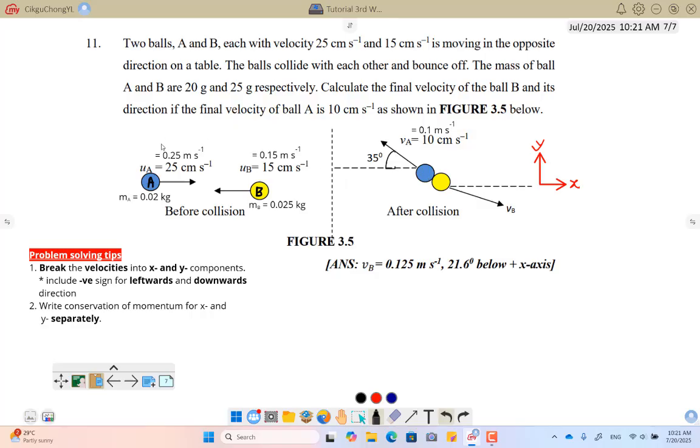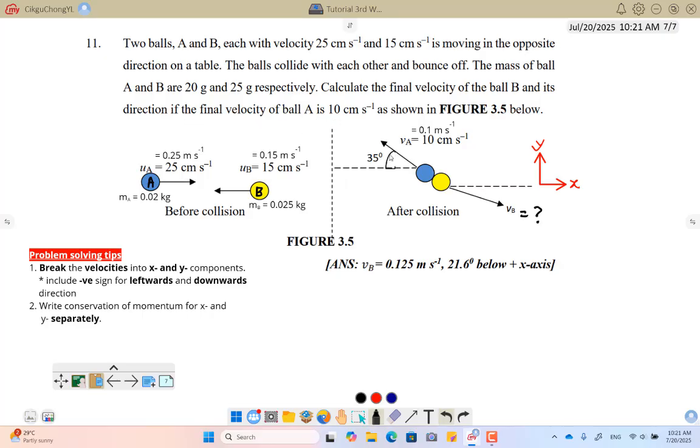The mass of ball A is 20 grams. So 20 grams is 0.02 kg, and ball B is 25 grams. So the mass in kg will be 0.025 kg. So we need to calculate the final velocity of ball B and its direction.